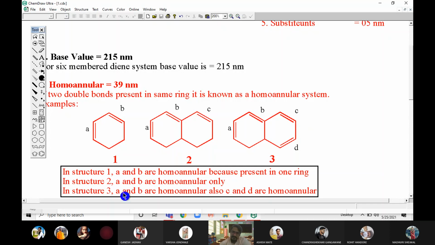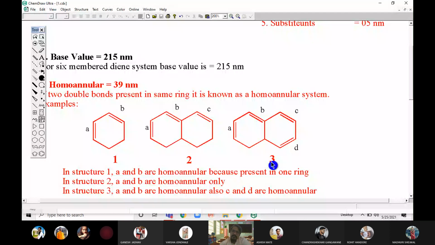And in structure 3, A and B are homoannular, right? And C and D are also homoannular. Now, what we have to find here: if A and B are homoannular, we have to add 39 for this system. Here also one homoannular system is there, so we have to add 39. But in this third example, we have to add 39 for this homoannular system and again 39 for this system. So in total we have to add 78 nanometers for finding the lambda max. Okay, so this is homoannular.